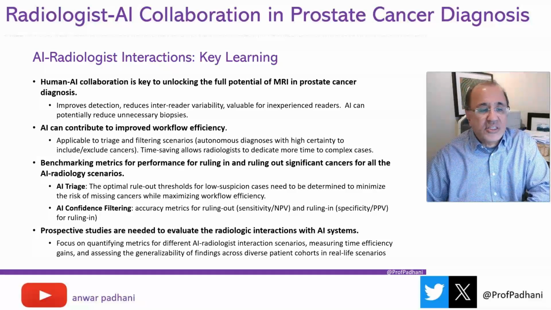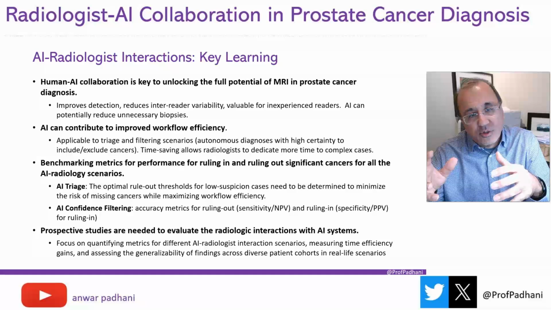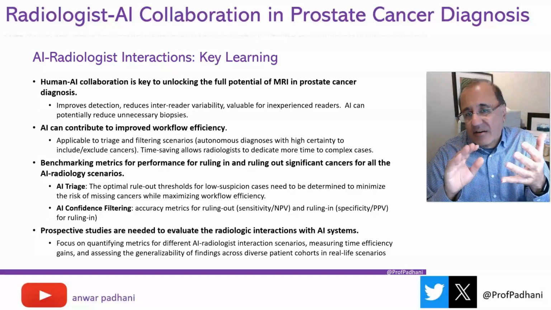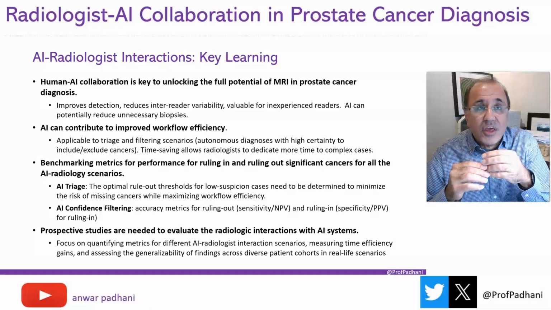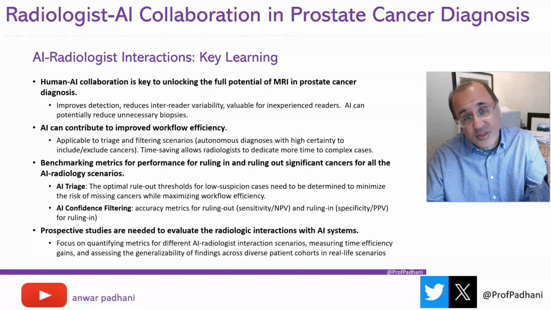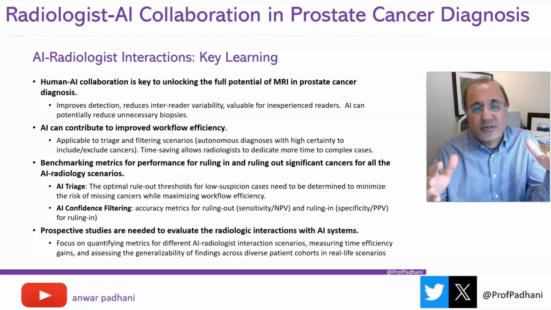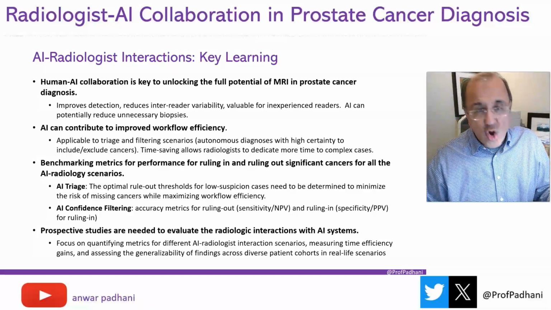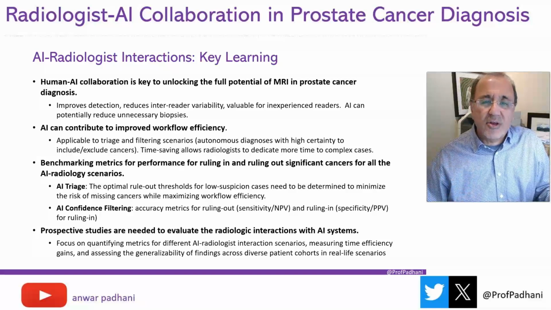Finally, we need to do some prospective studies to evaluate the impact of these radiological scenarios in prospective clinical trials, where we can then actually measure things like time efficiency gains, how the AI would perform across diverse population cohorts, and in real life situations where the image quality may not be great. I hope that you found some of these comments useful as you think about how you might yourself begin to integrate AI into your own practice.